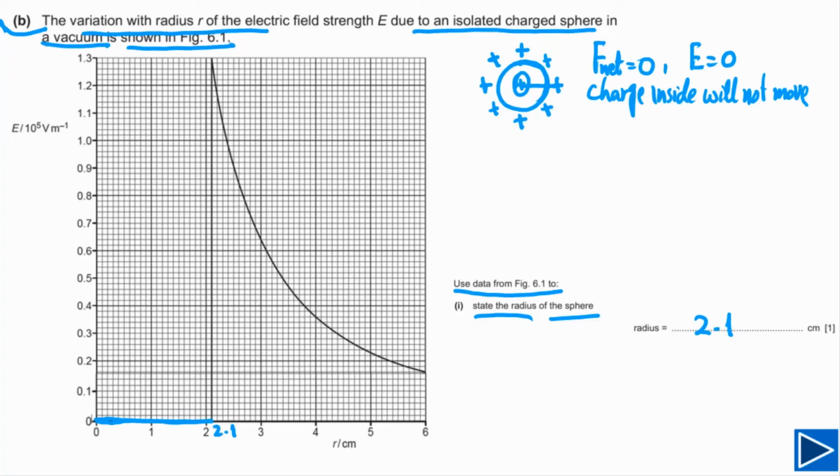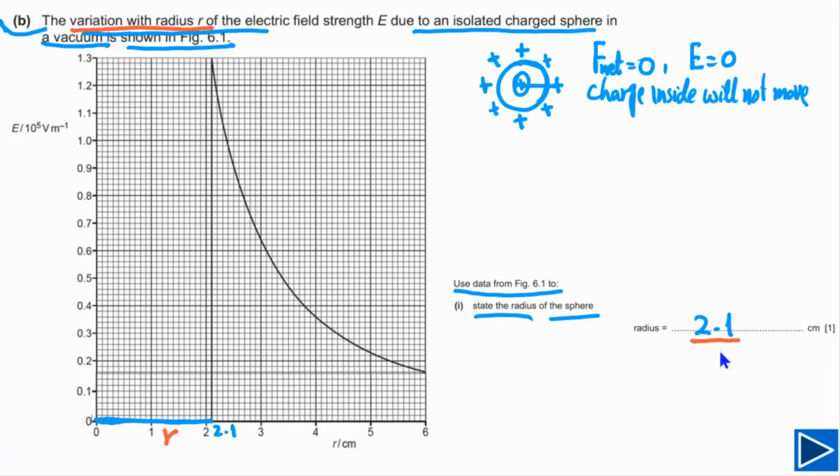Let's try to understand this a little bit more in a slightly different way. So you can visualize this. This question is very common in past papers. If you look at the given information, it is given to us as the variation with radius r. So this is the radius. This is the first thing you need to understand. That's the reason we said the radius is equal to 2.1 centimeters.